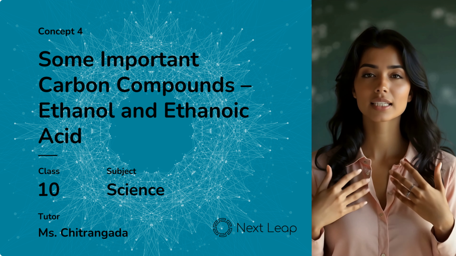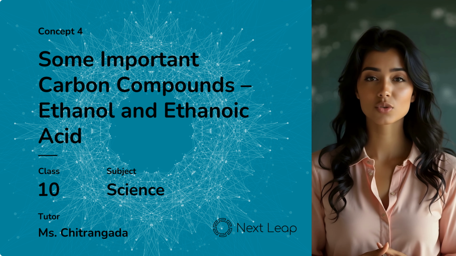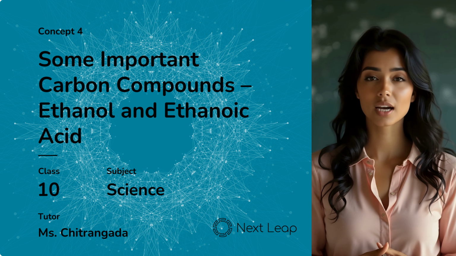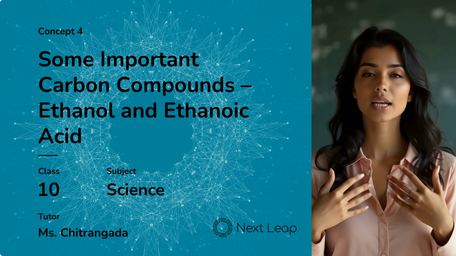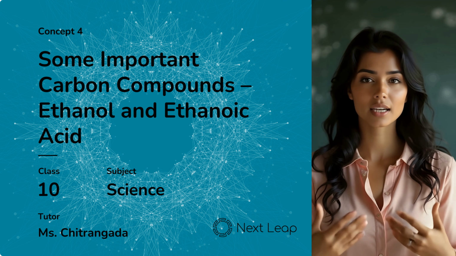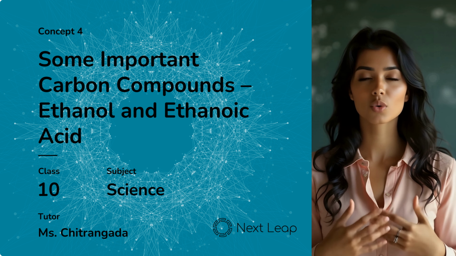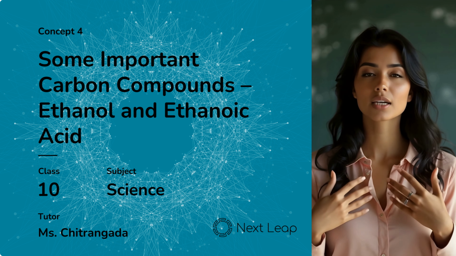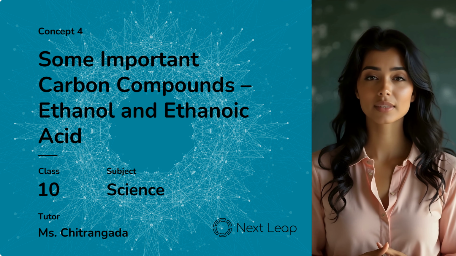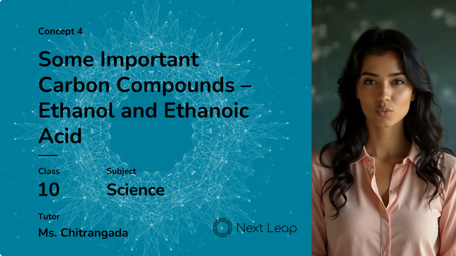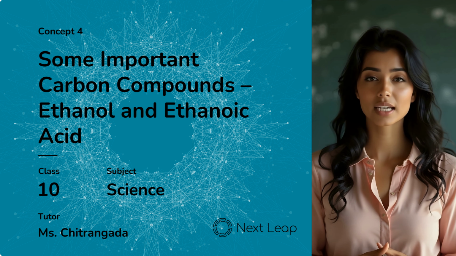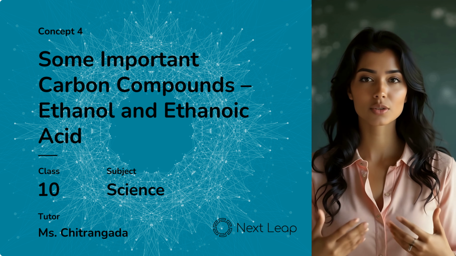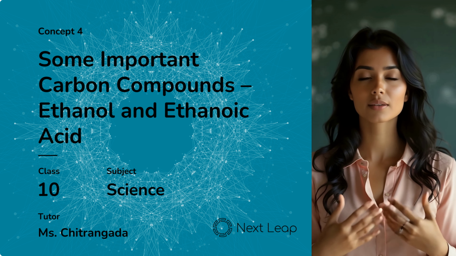Ethanol, also known as ethyl alcohol, has the formula C₂H₅OH, that's two carbons, five hydrogens, and one hydroxyl group. Ethanoic acid, commonly called acetic acid, has the formula CH₃COOH, that's two carbons, four hydrogens, and two oxygens in a carboxylic acid group. In this lesson, we are going to explore what makes these molecules special, their structures, their properties, the fascinating reactions they undergo, and most importantly, how they connect to real life.